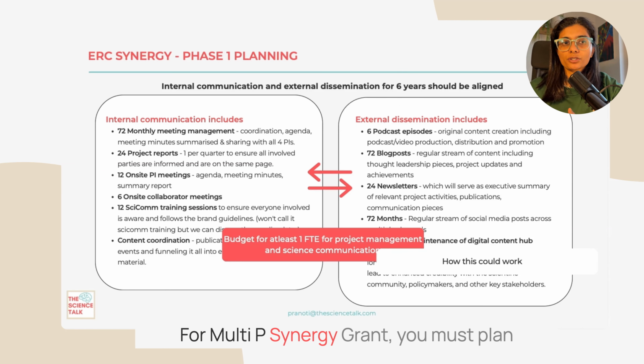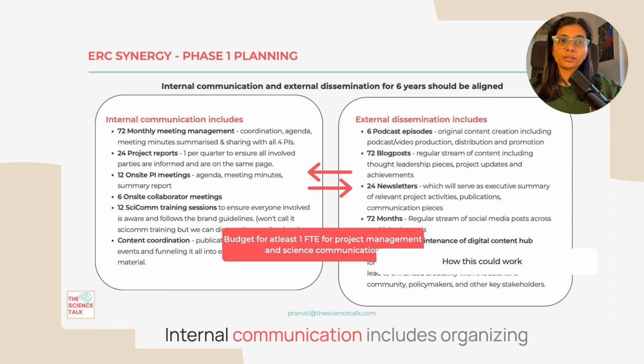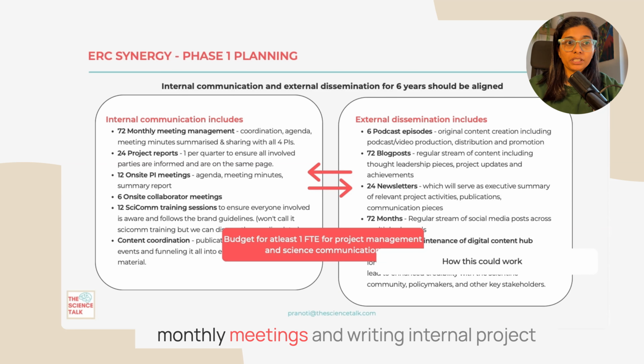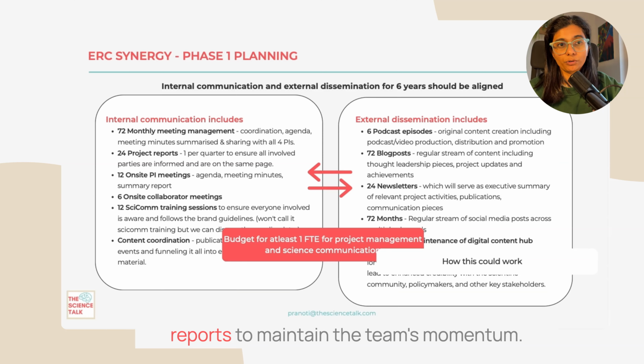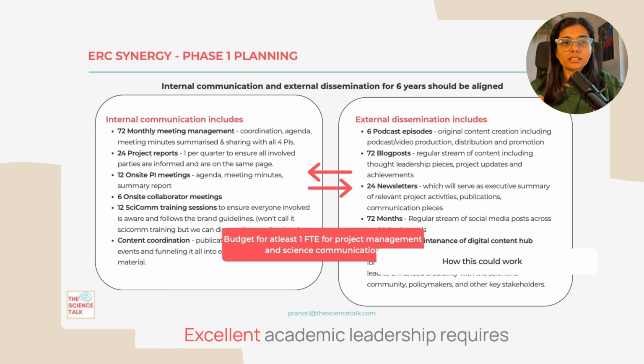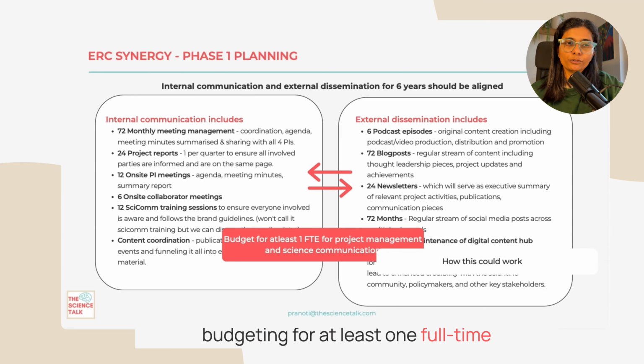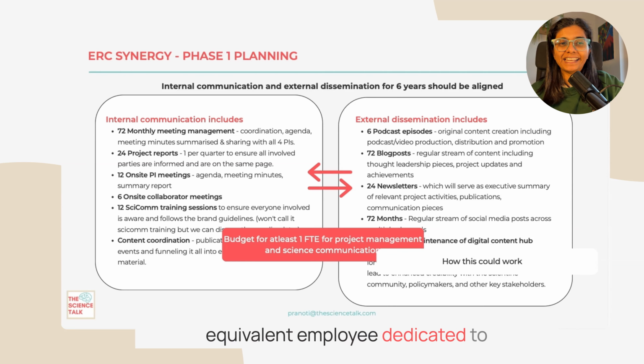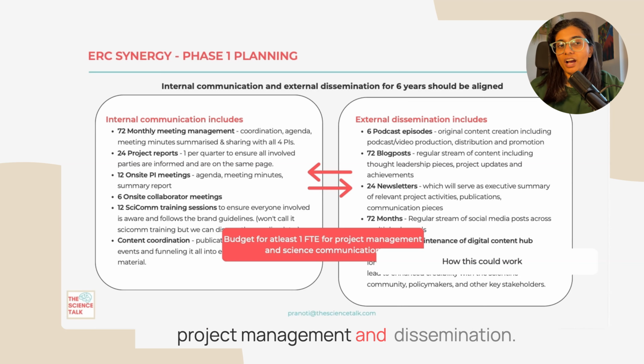For a multi-PI Synergy Grant, you must plan for both internal and external activities. Internal communication includes organizing monthly meetings and writing internal project reports to maintain the team's momentum. External dissemination requires a clear plan for reaching specific audiences through things like podcasts, blog posts, videos, social media, and newsletters. Excellent academic leadership requires budgeting for at least one full-time equivalent employee dedicated to project management and dissemination.